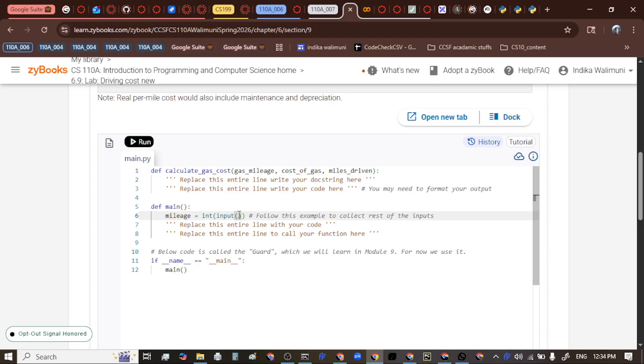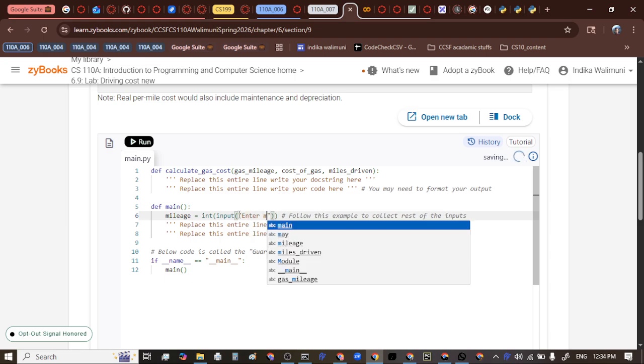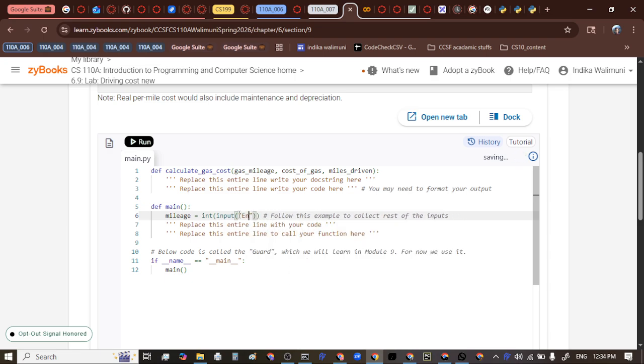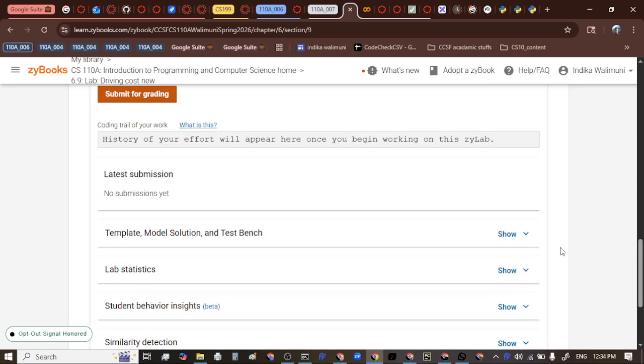So no prompt. We call this the prompt, right? You can say, okay, enter mileage, something like that, right? So no, just leave it empty. Okay. You remember we learned that when you use the input function, you better put a prompt so that you see what it's asking, right? But in this case, don't use it. Okay. So leave it like this, input, and the second one, let's say cost, input, third one mileage, input. Okay. All right. So that's the zyBook.